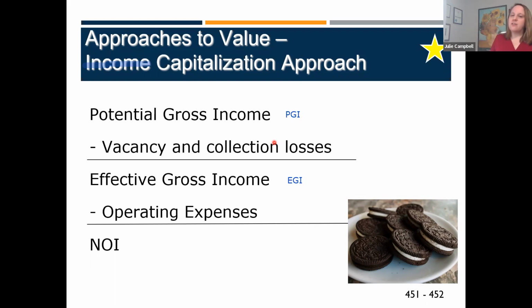From your EGI, you deduct your operating expenses. Operating expenses can be managerial fees, janitorial expenses, landscaping, advertising. What are the expenses that you need to operate your business? Please note, operating expenses do not include debt service. I'll say that again, because they like to trick you with that. Operating expenses do not include debt service.